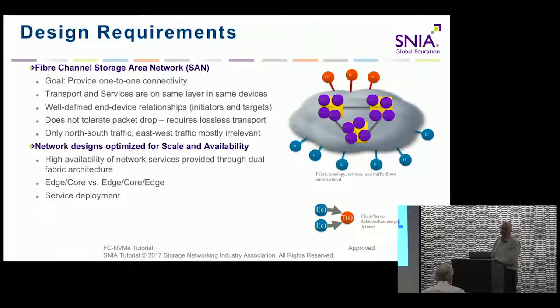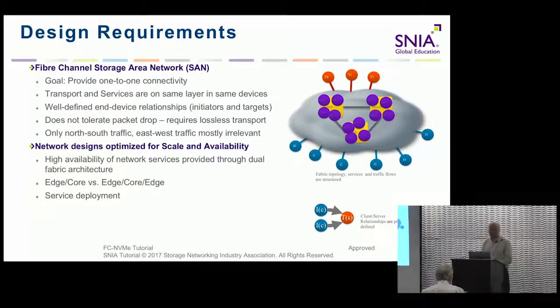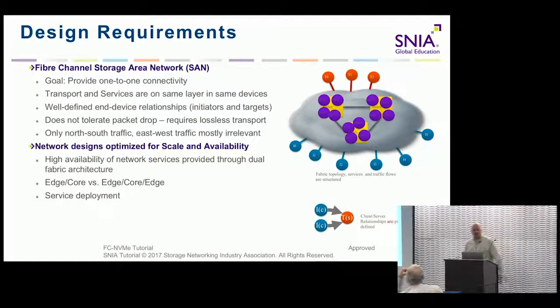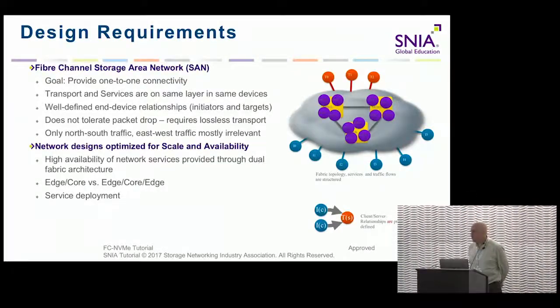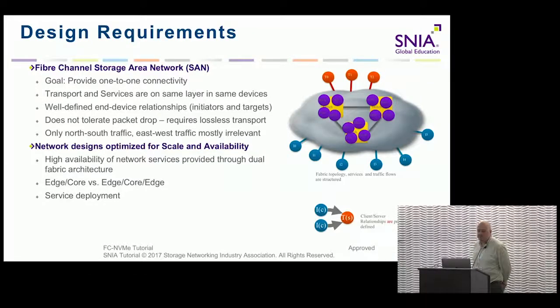There's also a well-defined end-device relationship, initiator and targets. This comes from SCSI. And there is no built-in packet drop. Now, of course, things happen. Packets can be corrupted and things can drop. But there are no congestion management procedures where packets get dropped. There's really only north-south traffic, meaning traffic between hosts and the storage devices. And a Fibre Channel network is also optimized for high availability. You can have multiple paths through a fabric. And there are also services built in, and I'll go into that in a second.